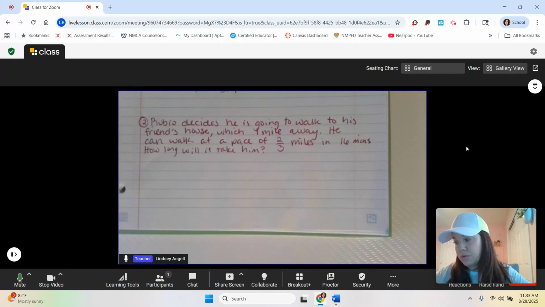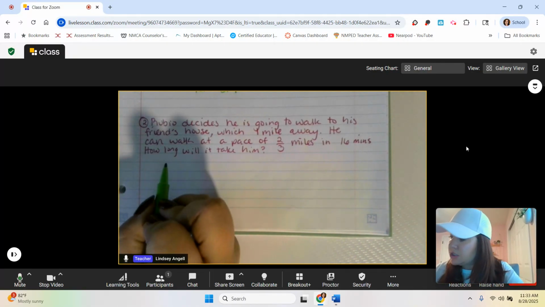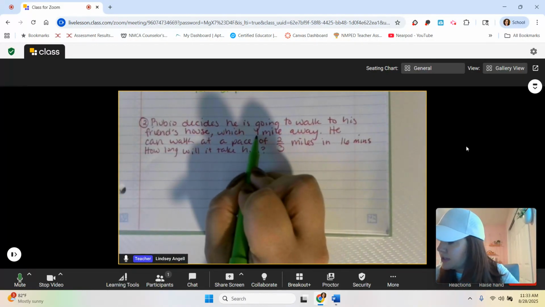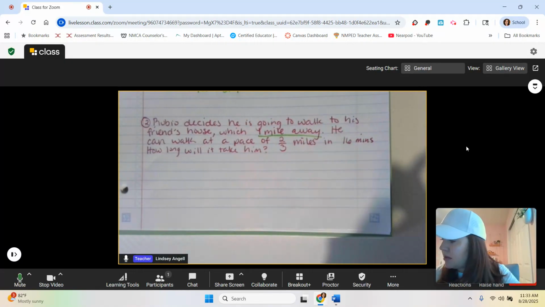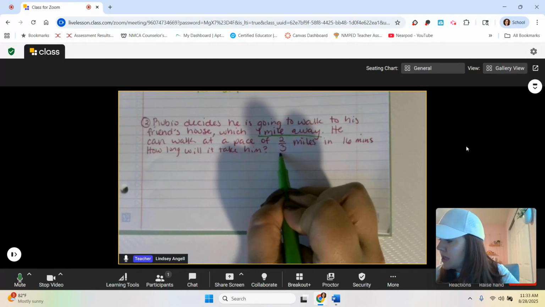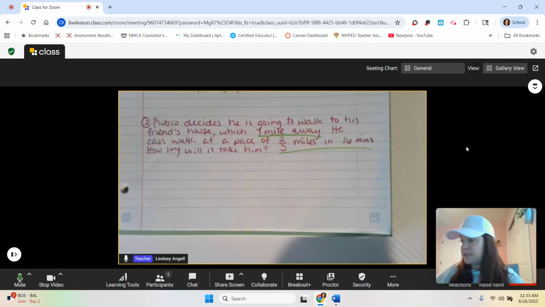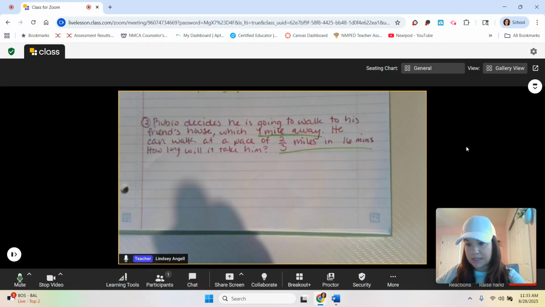So number 2, Rubio decides he is going to walk to his friend's house, which is 1 mile away. He can walk at a pace of 2/3 miles in 16 minutes. How long will it take him? Okay, so first thing we're going to do, let's see, his friend lives 1 mile away, and then I know that he can walk 2/3 miles in 16 minutes.